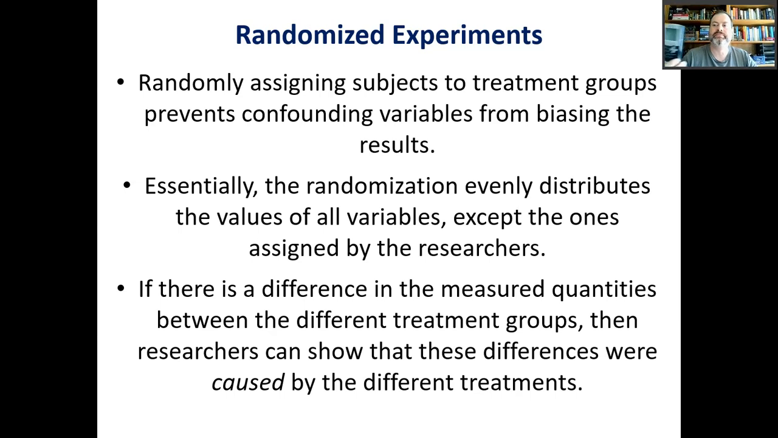And as we saw before, we can randomly assign treatment groups with our calculators. So the randomization evenly distributes the values of all variables except the ones assigned by researchers. It doesn't mean it's a perfect system, but the idea is that you don't want confounding variables just popping up naturally. If there is a difference in the measured quantities between the different treatment groups, then the researchers can show these differences were caused by the different treatments. So that's how it works.